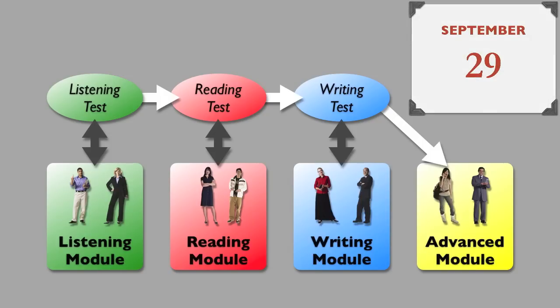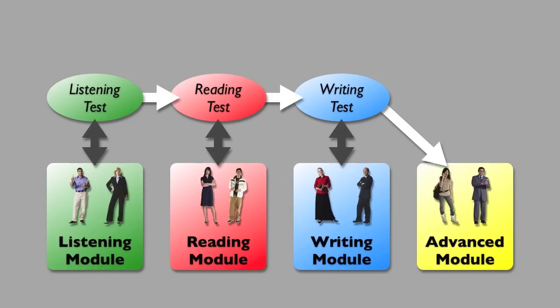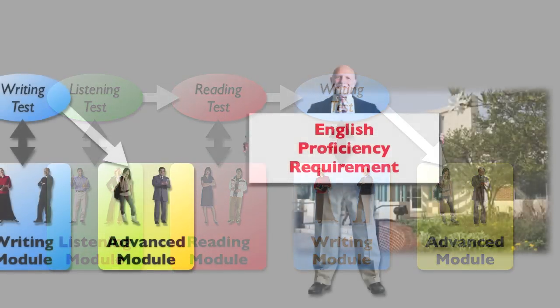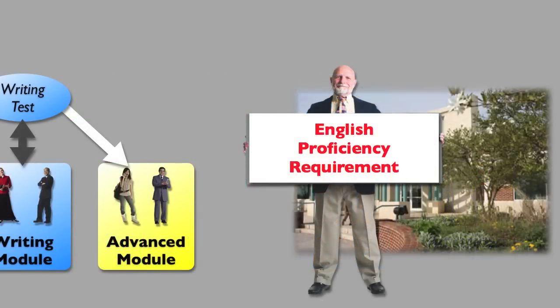How does a student in the advanced module exit the program? Focal Skills does not prescribe a test for this. Students exit the program whenever their goals have been reached. In most IEPs, this means satisfying the university's English proficiency requirement. As soon as this requirement is no longer in the way, a student can exit the Focal Skills program and enter the university.